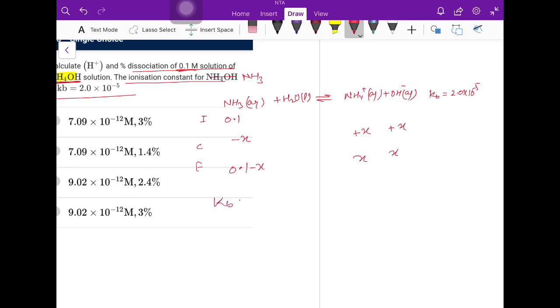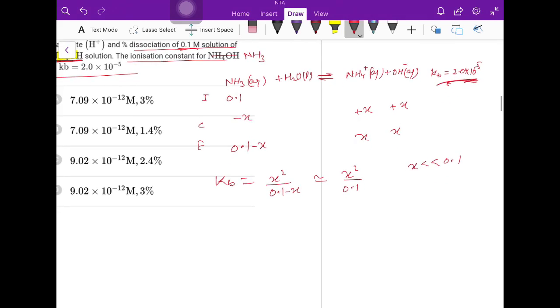So we can write Kb equal to x square upon 0.1 minus x, which is approximated as x square upon 0.1, taking x less than 0.1 because Kb is a very small number. So x square equals Kb into 0.1, which is equal to 2 into 10 to the power minus 6. So x is equal to 1.4 into 10 to the power minus 3.